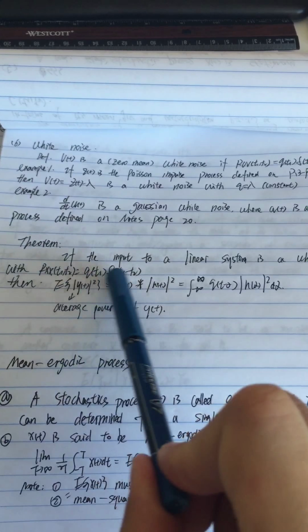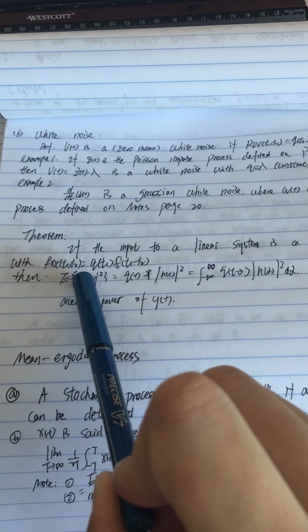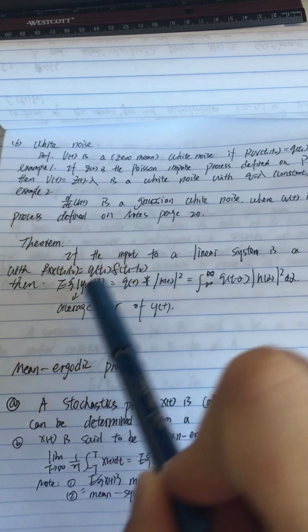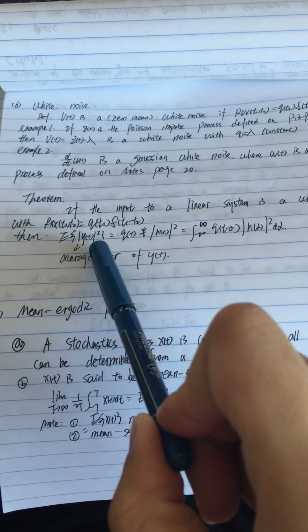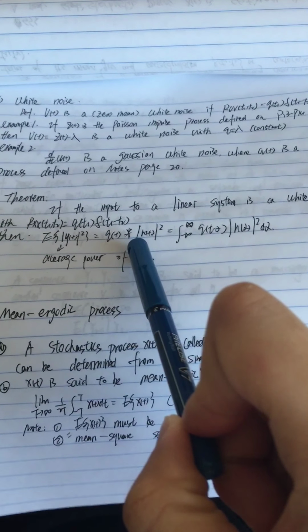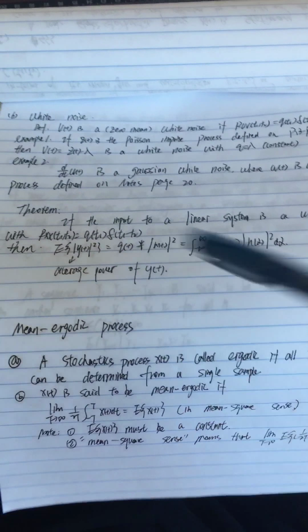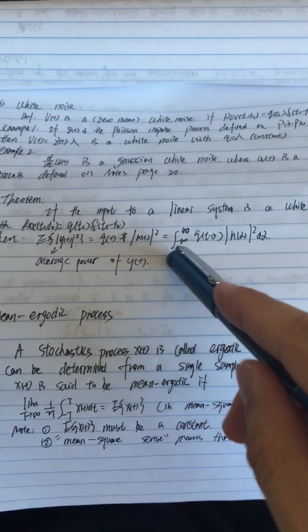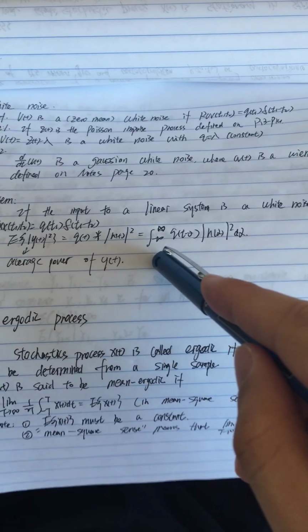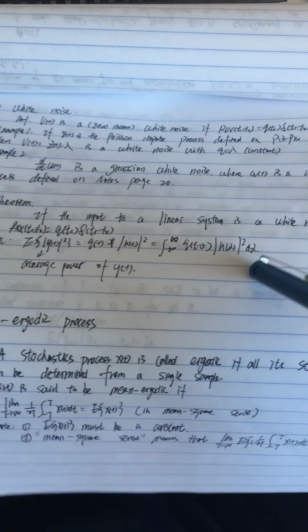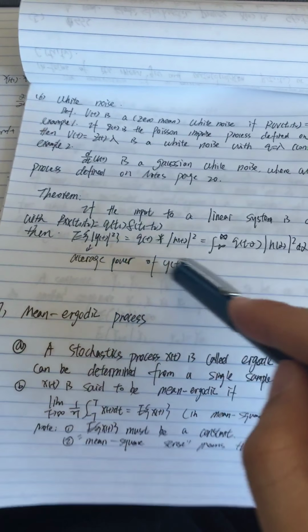The theorem: if the input to a linear system is white noise with R_xx(t1, t2) equal to q(t1) times the impulse of t1 minus t2, then the mean of y(t) squared is equal to the integral from minus infinity to infinity of q(t minus alpha) h(alpha) squared d alpha, and this is the average power of y(t).